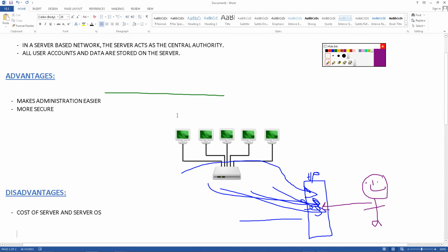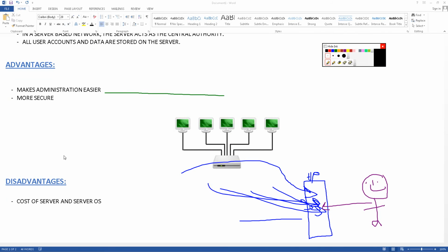What is the disadvantage of this type of network? The only disadvantage is the cost involved, okay? The cost of the server and the server operating system can sum up to quite a large amount, but the benefits, if you ask me, far outweigh the cost, right?